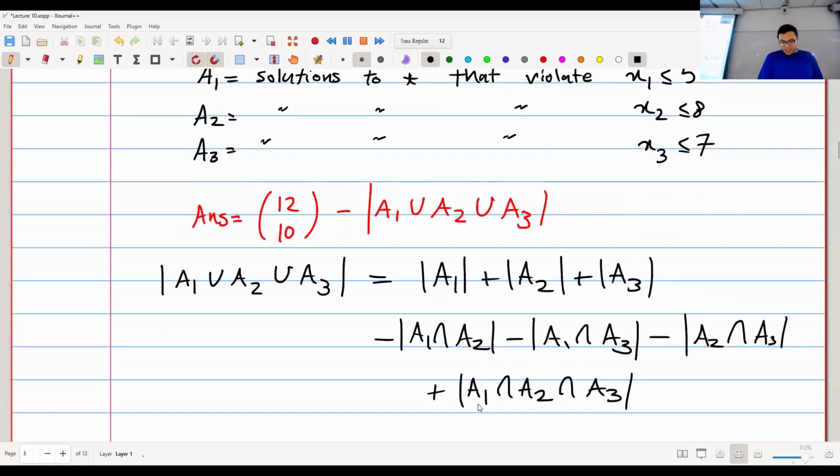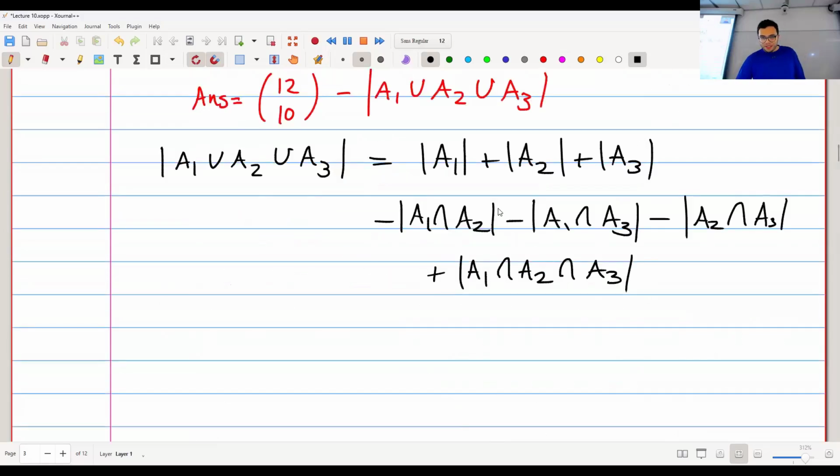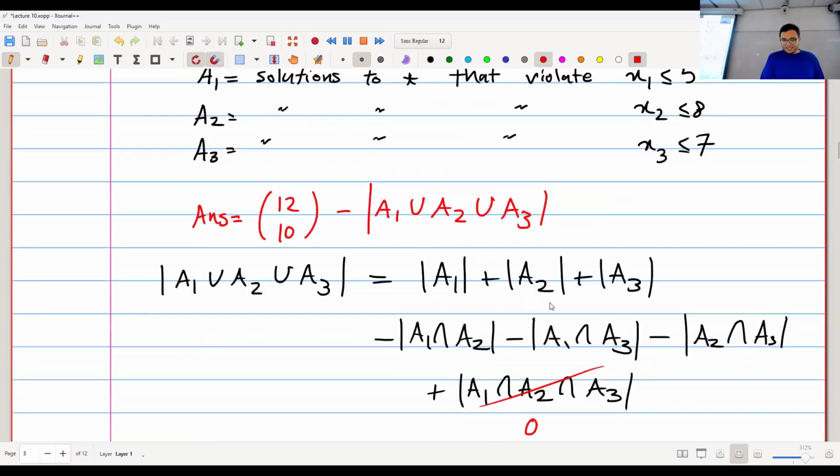So first of all, this last one, A1 intersect A2 intersect A3. What does this mean? It's violating this upper bound, so x1 is at least 6. It's violating this one, so x2 is at least 9. And it's violating this one, so x3 is at least 8. There are no solutions. There are no x1, x2, x3 that sum up to 10 if I have those bounds. So I can be pretty sure that this one is 0.